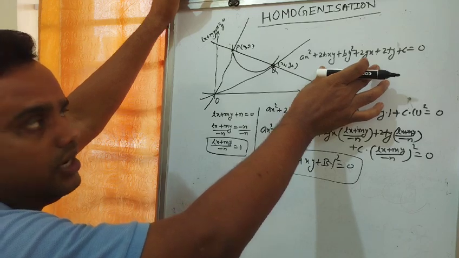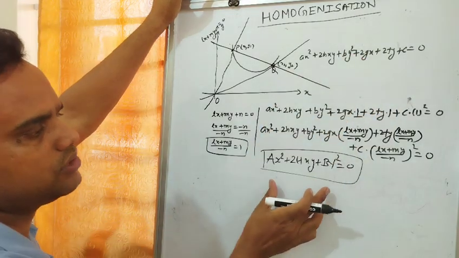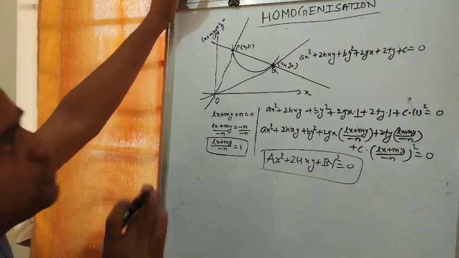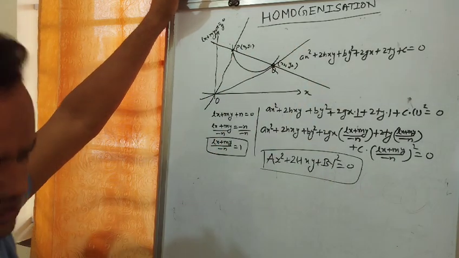Now this has become a non-homogeneous degree equation converted to homogeneous. So this process is called homogenization.